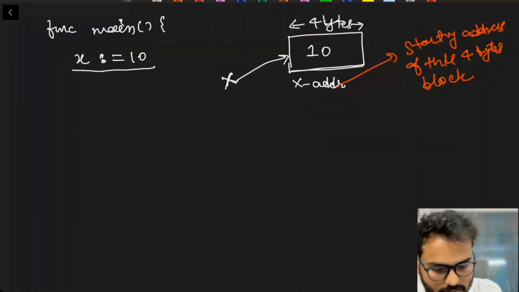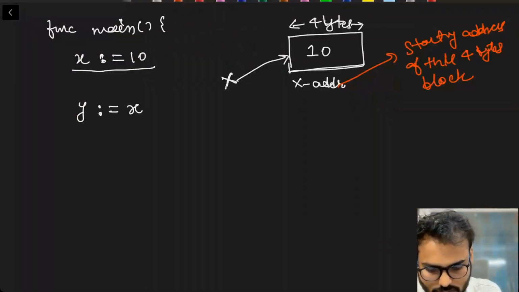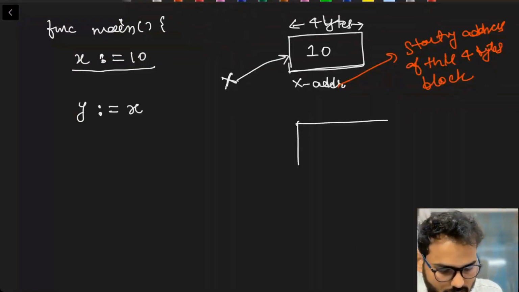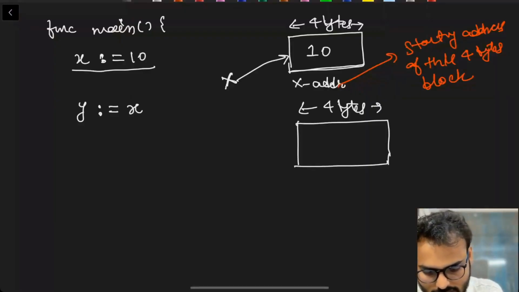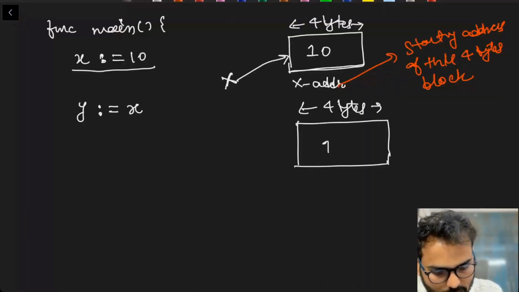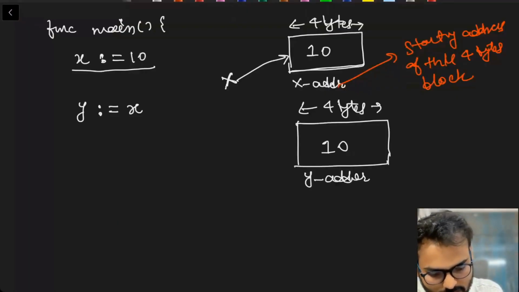Then in our code what we did was we introduced one more variable and we initialize it with x. What will happen again here? So this x is again an integer, so 4 bytes will be allocated in RAM, right? And this x has a value 10, so 10 will be copied here, and let us say this starting address of this 4 bytes is y address, and this memory block can be referenced by y.